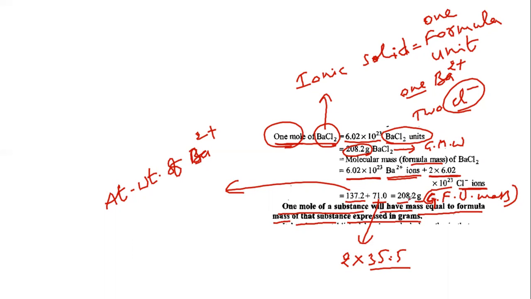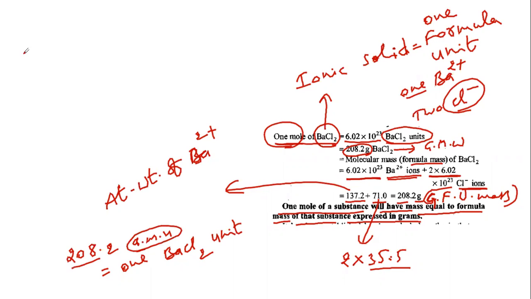Now if we say only 208 AMU, that will be for single BaCl2. So if you say 208.2 AMU, it is equal to what? 1 barium chloride unit. For 1 barium chloride unit, what will be mass here? 208.2 AMU. AMU means what? Atomic mass unit. Very small mass. But if you write 208.2 grams, what does it mean here? It is gram formula mass.